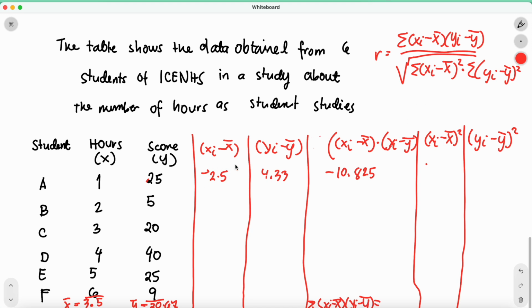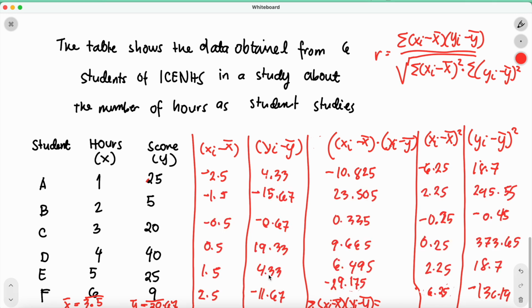We have negative 2.5 squared, that is 6.25. And then we have 4.33 squared, 18.75. So I'm going to stop the video here. I'm going to pause it, and then we'll fill this up, okay?